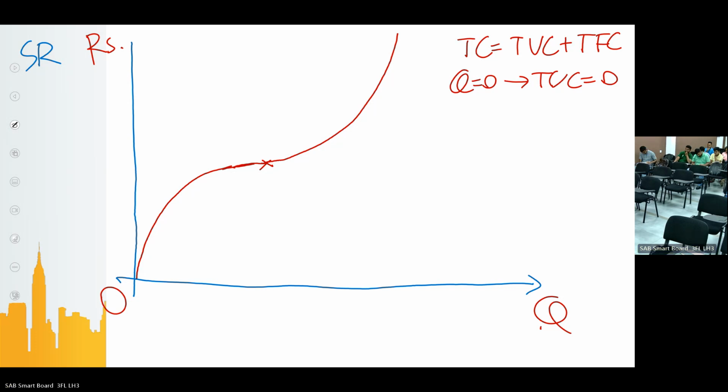This is total variable cost. It starts from the origin, starts from zero level, because when there is no production, there is no variable cost.